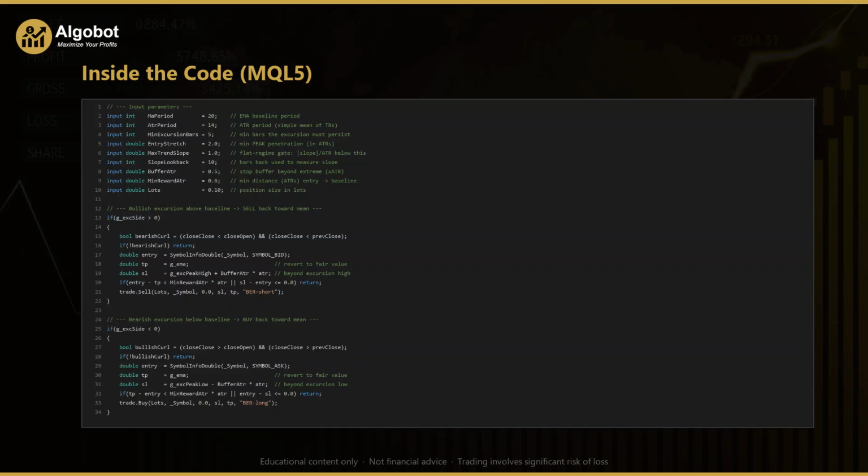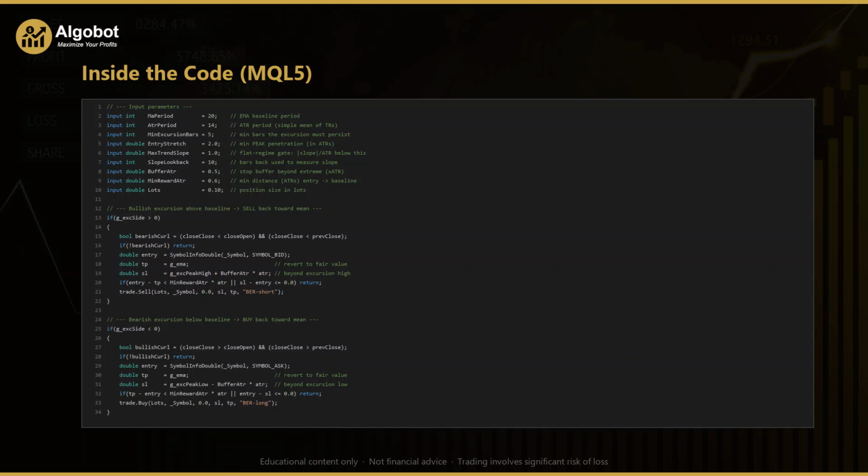Now the sell block. When the excursion side is positive, price has been persistently above the baseline. The code builds a bearish curl flag that is true only when the closed bar's close is below its open and below the previous close. If that isn't true, it returns and does nothing. When it is, the entry reads the bid. The take profit is set to the current EMA baseline, and the stop is placed at the excursion's peak high plus the buffer times ATR. If the reward to the baseline is smaller than min-reward ATR times ATR, or the risk isn't positive, it skips. Otherwise, it calls trade.sell.